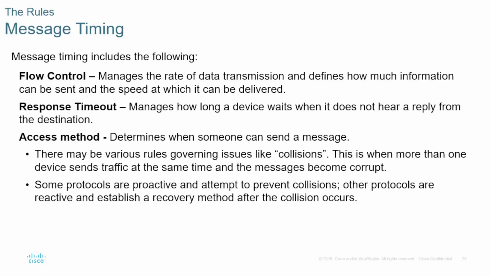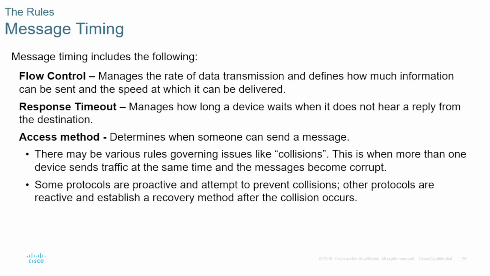Sometimes multiple devices may try to send data at the same time, causing a collision, which can corrupt the messages. Different protocols handle collisions in different ways. Some are proactive, trying to prevent collisions before they happen, while others are reactive, providing a method to recover after a collision occurs. Proper message timing ensures reliable communication and helps maintain an orderly flow of data across the network.